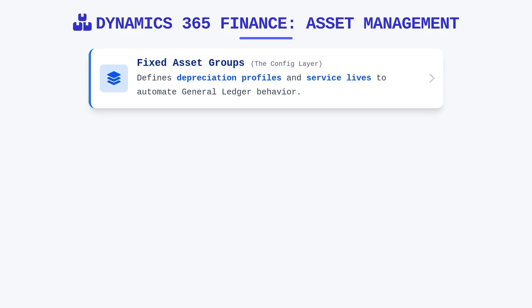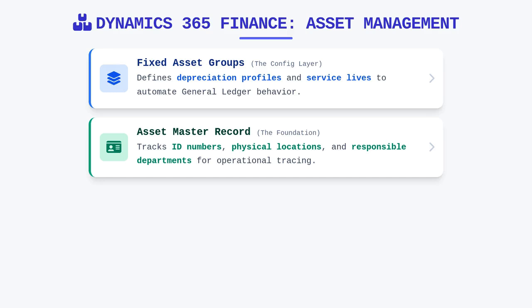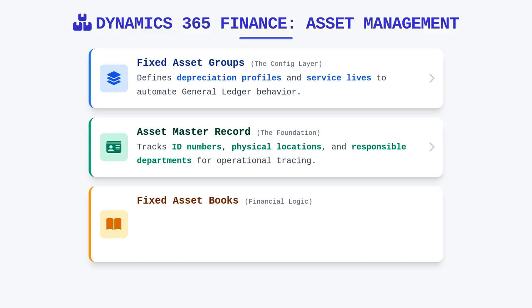By assigning an asset to a specific group, the system automatically applies predefined rules that govern how that asset behaves within the general ledger. Creating an asset master record is the foundational step, capturing essential static data like identification numbers, physical location, and responsible departments. This record allows for precise tracing, ensuring that the financial value of an item is always linked to its operational existence within the facility.